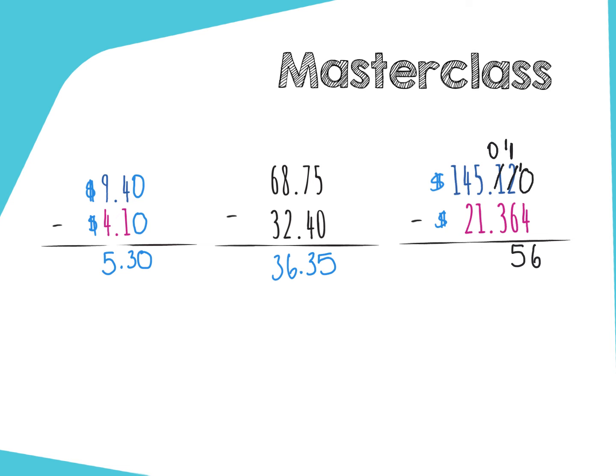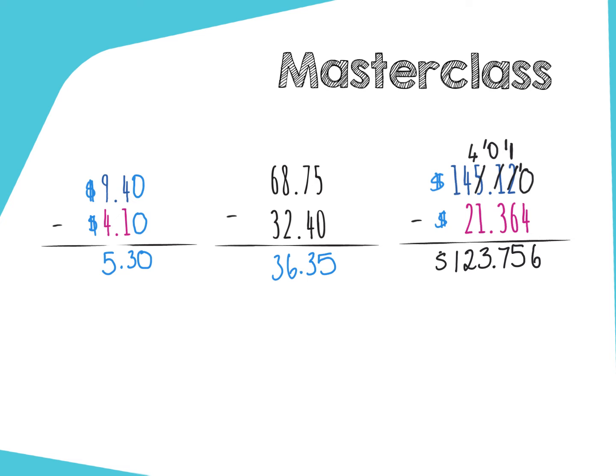All right, then I've got 0 take away 3, which I can't do. I need to borrow. So I'm going to borrow from the 5. And then I'm going to put a 4 there and then a 1 up the top. Now I'm looking at 10 minus 3. Well, 10 minus 3 is 7, decimal place there. 4 minus 1 is 3. And 4 minus 2 is 2 and 1.